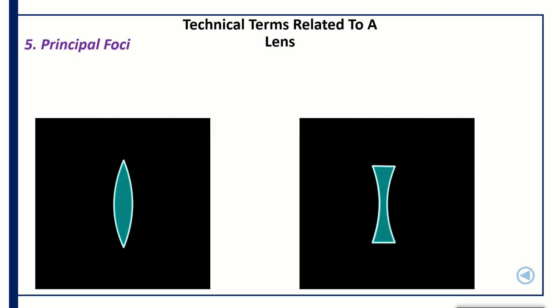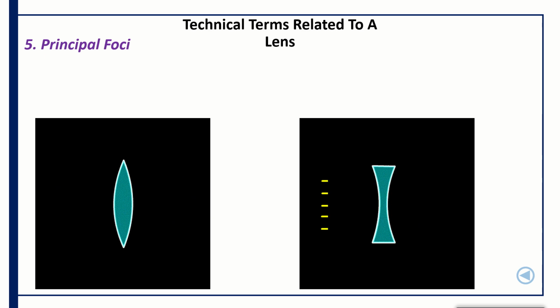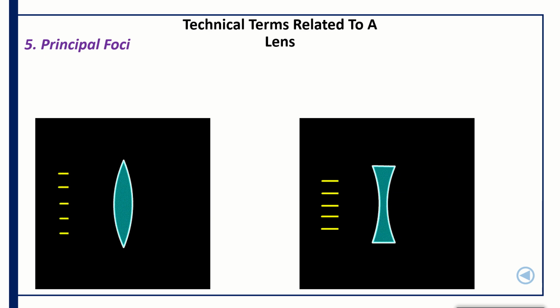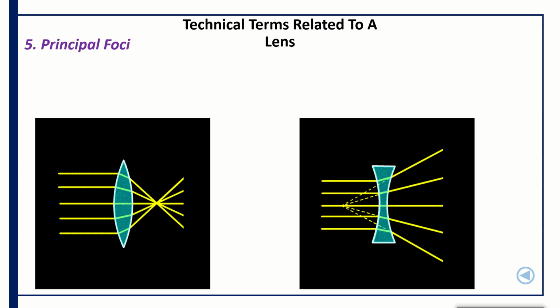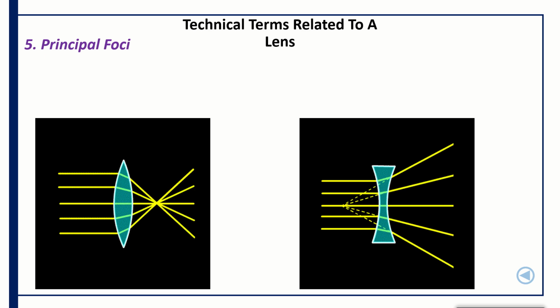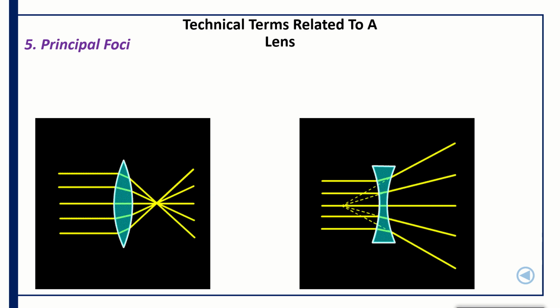So what is happening here when we make some rays of light fall on a lens? All the light rays converge at one point in a convergent lens, and that point is known as the focus point. That point will lie on the principal axis, so we call it the principal focus point of that lens.